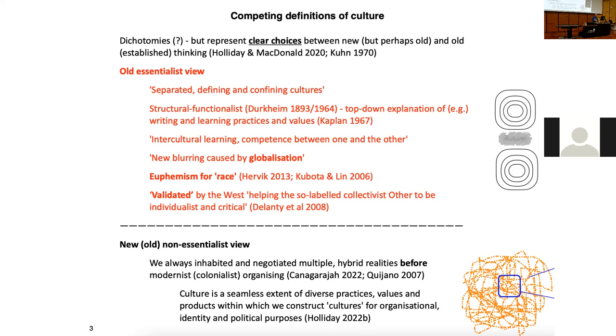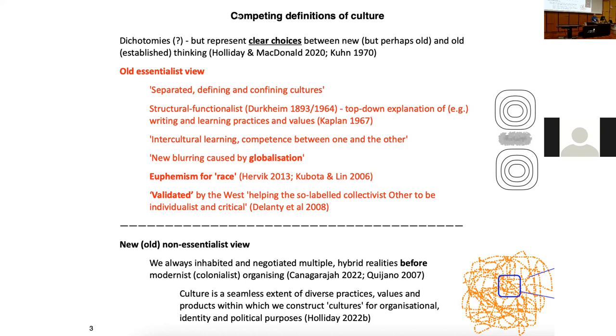So the old essentialist view, which I think we're all very familiar with, you can see it very clearly there: separated, defining cultures. There's a little picture up there, two cultures separate, and we're all struggling somehow in between them to make sense of how we move from one to the other. This comes from structural functionalist sociology, and it provides top-down explanations of how people behave, and it's crept into literature on writing. I think Kaplan wrote about this in the 1960s. And also, we get the image that intercultural learning is to do with moving from one culture to another, which I think is absolutely ridiculous, because I don't believe that these are separate things. There's a very powerful argument in applied linguistics which says that there's a blurring of cultural identity because of globalization. I disagree with this entirely.